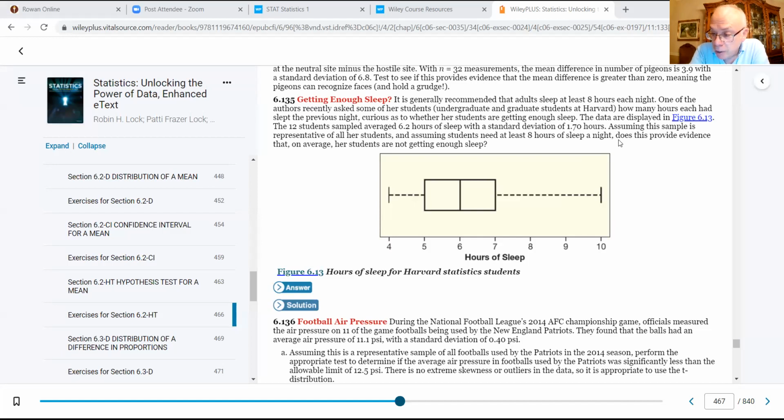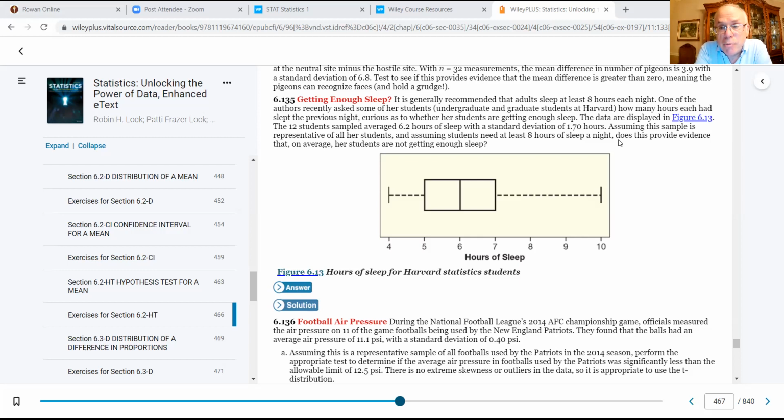So initially you looked at the 6.2 average for the 12 students. You might think, oh, that looks pretty low compared to 8 hours of sleep. Looks like you would reject the null hypothesis, but in this case you don't. It's actually normal variation here. You could have on average 8 hours of sleep, and in this case, normal variation could be 6.2 hours of sleep for a sample of 12.